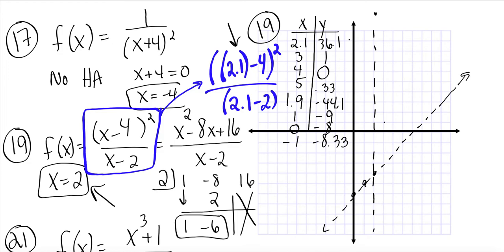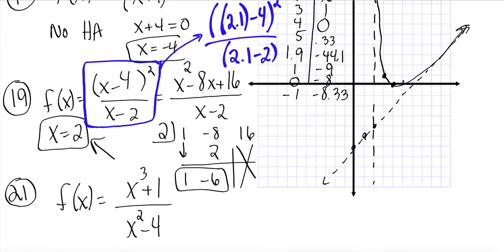And then I got a 3, 1, 4, 0, 5.3. So you can kind of get the general shape of that. Remember, I'm not going to cross those asymptotes. I'm going to get close to them. I won't cross them. So that's the parabolic shape at the top there.